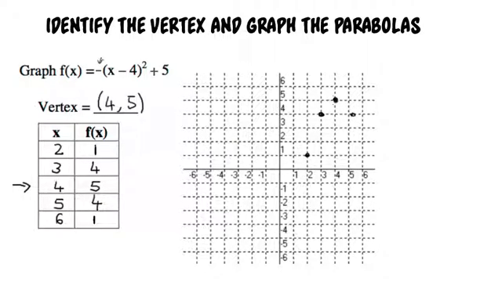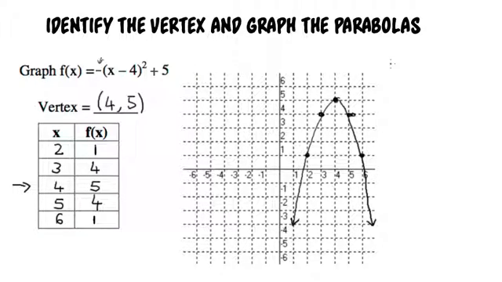Of course, I've already plotted my vertex, (6, 1). So I can see that my parabola goes in here, and the arrows are used to indicate that it continues off in that direction. And you can see that the negative out front did indeed turn my parabola upside down.